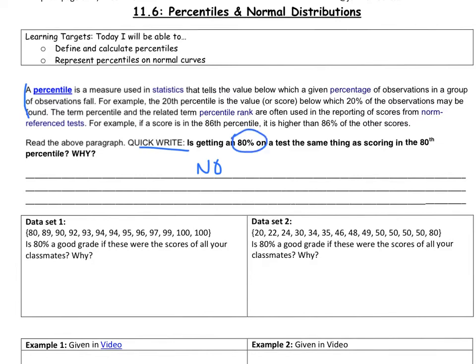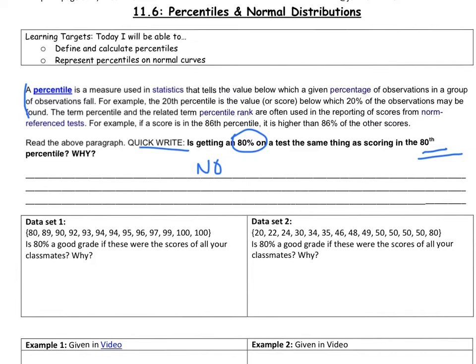you the score you got, but it doesn't tell you how you compare to the other students who took it. Being in the 80th percentile means you did better than 80% of the other people, but that still doesn't tell you what your score was.